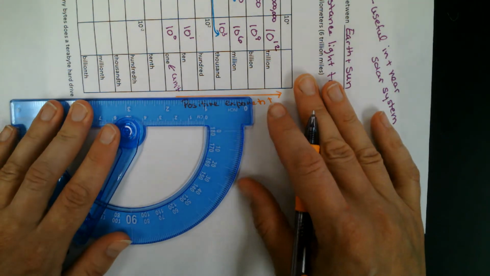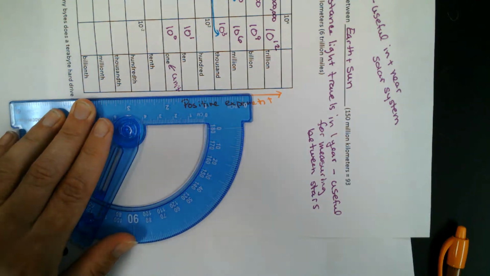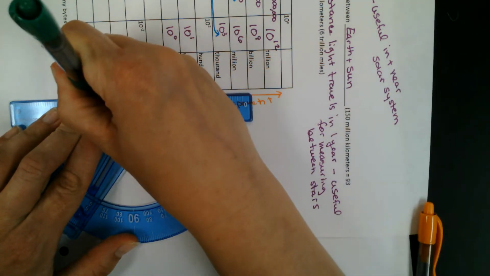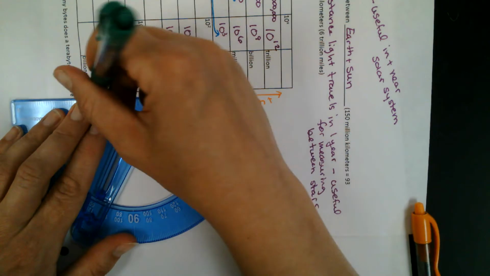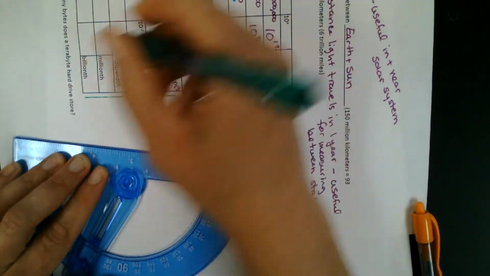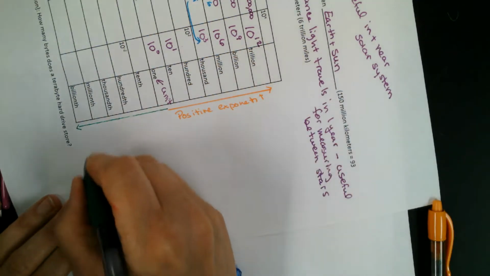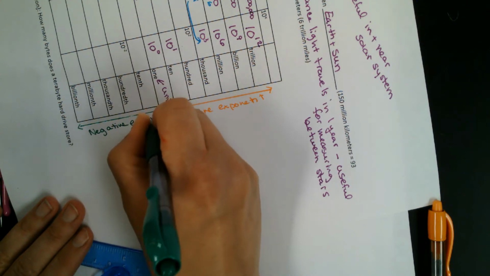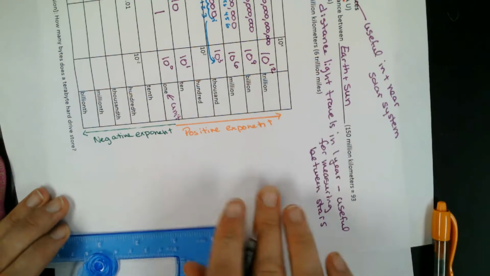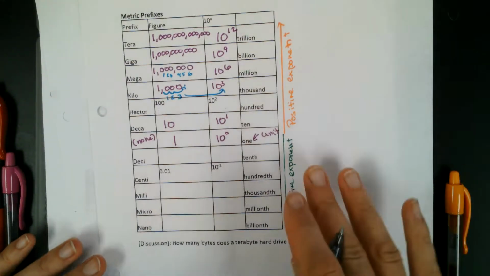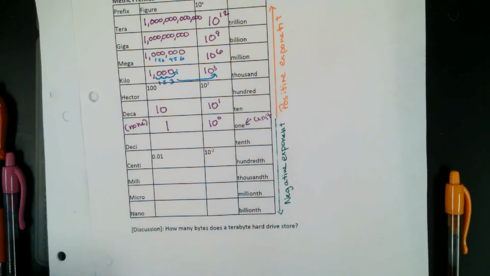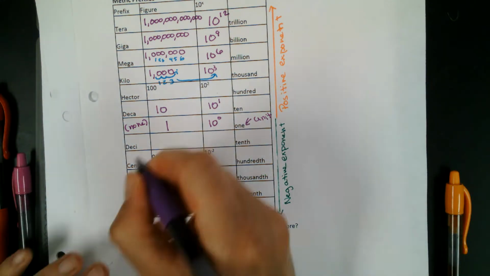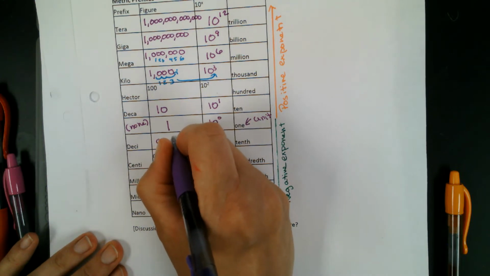If I'm going in this direction, let's use a different color just for fun. I got lots of colors here. There we go. Here we have a negative exponent. Okay, so positive exponent going in this direction, negative going smaller than 1, fractions of 1. So deci is 1/10. That is 0.1.